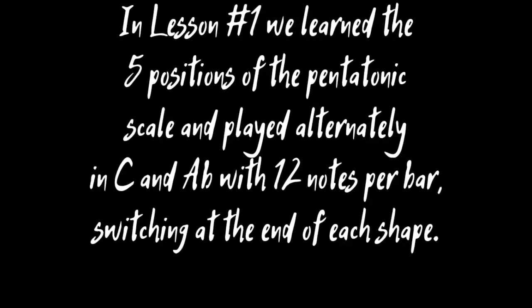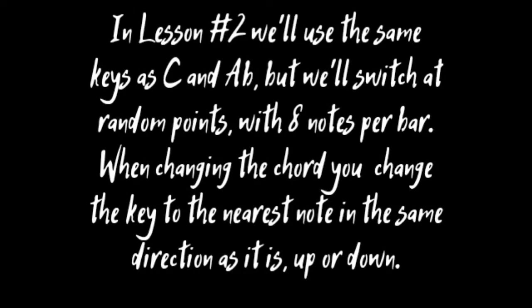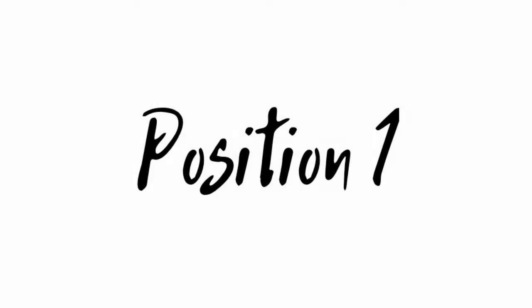In lesson number 1, we learned the 5 positions of the pentatonic scales and played alternately in C and A flat with 12 notes per bar, switching at the end of each shape. In lesson number 2, we will use the same keys as C and A flat, but we will switch at random points with 8 notes per bar. When changing the chord, you change the key to the nearest note in the same direction as it is, up or down. Let's see how it goes.